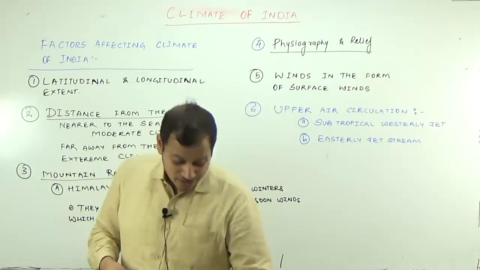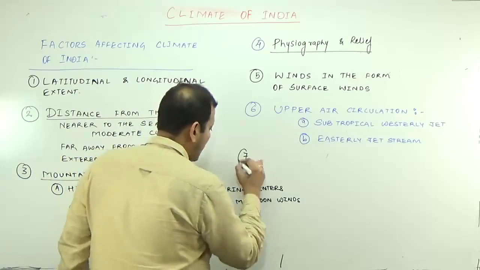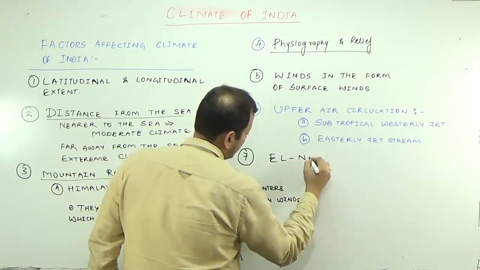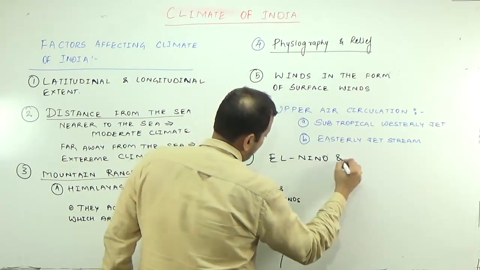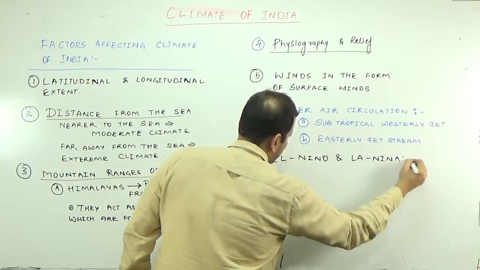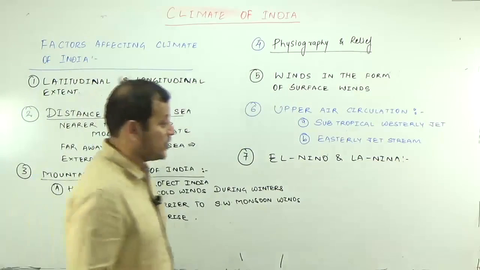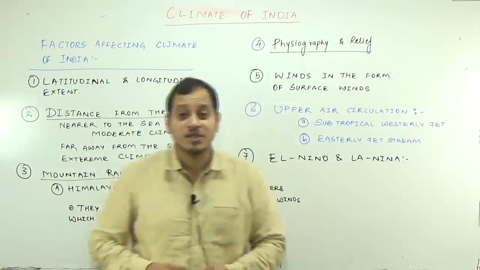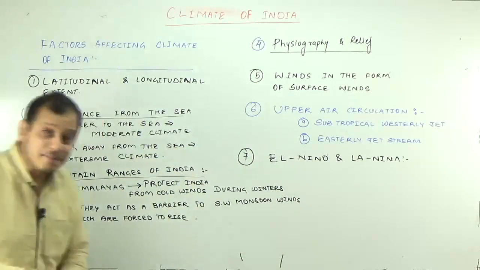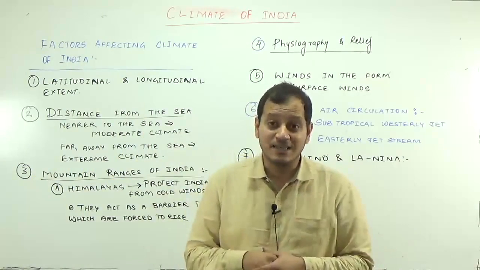And last but not the least, the southern oscillation, along with El Nino and La Nina, also affects the Indian monsoon. We will see to that. This is known as the southern oscillation. So these are the different factors which affect the climate of India. How is the climate of India? We will see that in the next lecture.